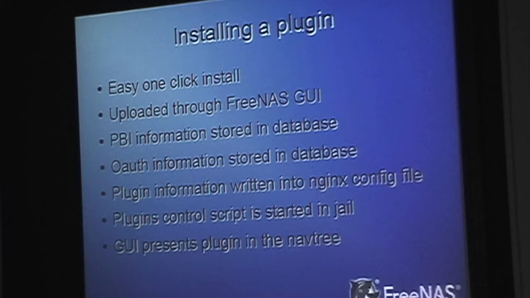The plugin control script gets started in the jail, and then the nav tree requests from the plugin how the menu's going to be displayed and the icon to use, and then it just displays it for you. So once you install it, it appears and it's part of the system, and you have a GUI interface for the plugin.